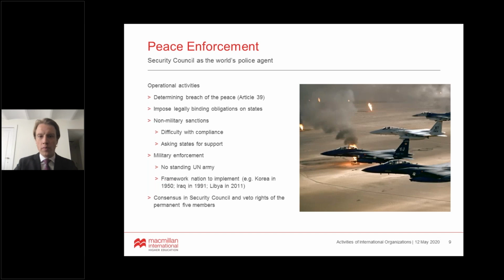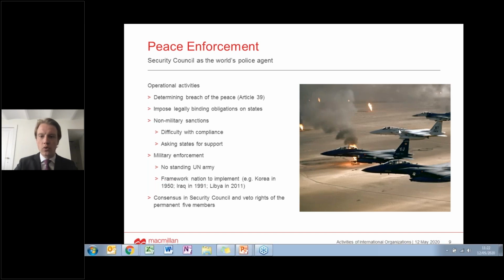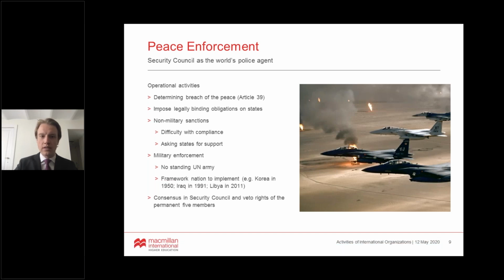And it's the final bit at the end of a long process, before it launches military action. So the first thing that the Security Council needs to do is, under Article 39 of the UN Charter, determine that the peace has been breached, so that there is a threat to the peace. They need to determine that.